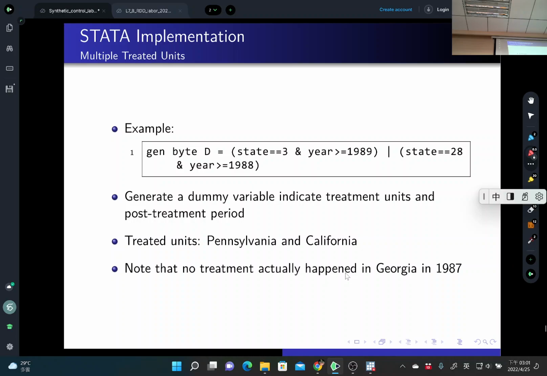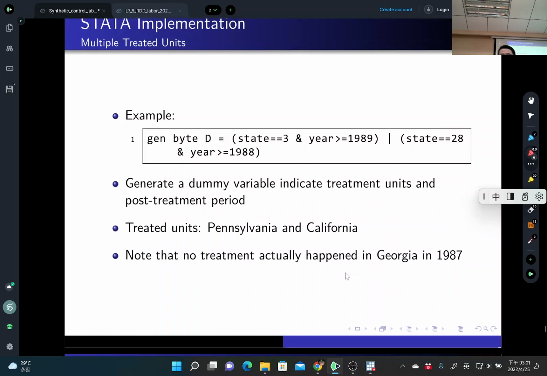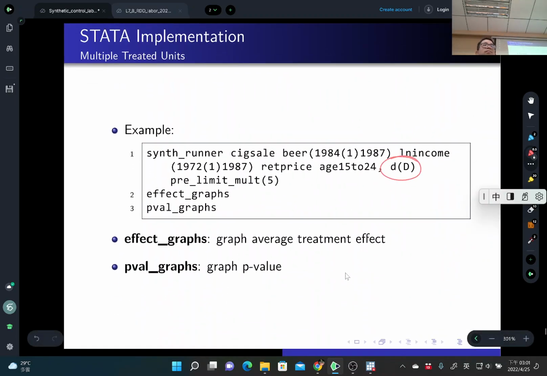If you have a third treated unit, you just add more. For example, New York implements some policy after 1990, so you just add that too. You create this new variable and put it into the D function, and the synthetic control command will help you calculate the very complicated things we just mentioned: take the average, compare with the placebo average treatment effects, and calculate the p-value. It takes some time, but it will generate a p-value for you and also draw some graphs.